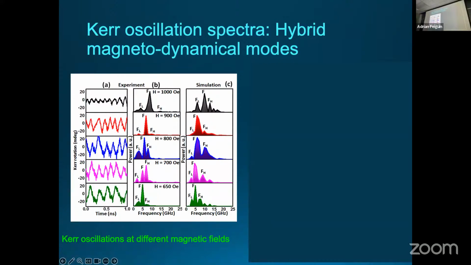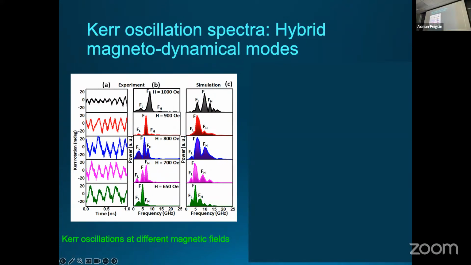And then if you do the fast Fourier transform of this, you will see the spectrum in this oscillation. And you can see that there are 3 different peaks: low frequency FL, medium frequency F, and high frequency FH. So 3 peaks show up, and then we can actually simulate the spin wave dynamics.